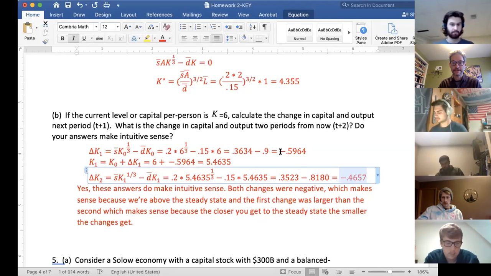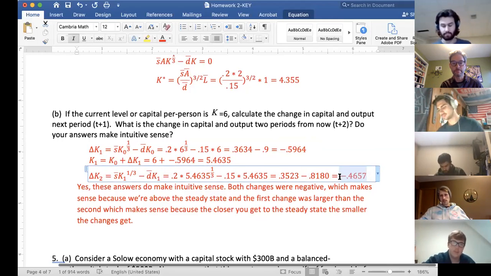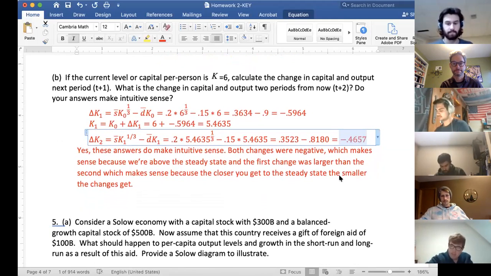Notice that we have a negative change in K, but that change in K is getting closer to 0 as time goes, okay? And so, yeah, these answers should make intuitive sense, right? They do make intuitive sense.